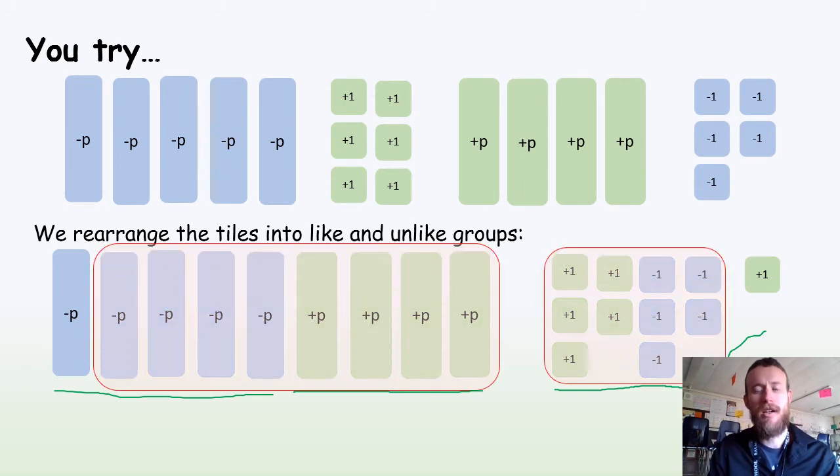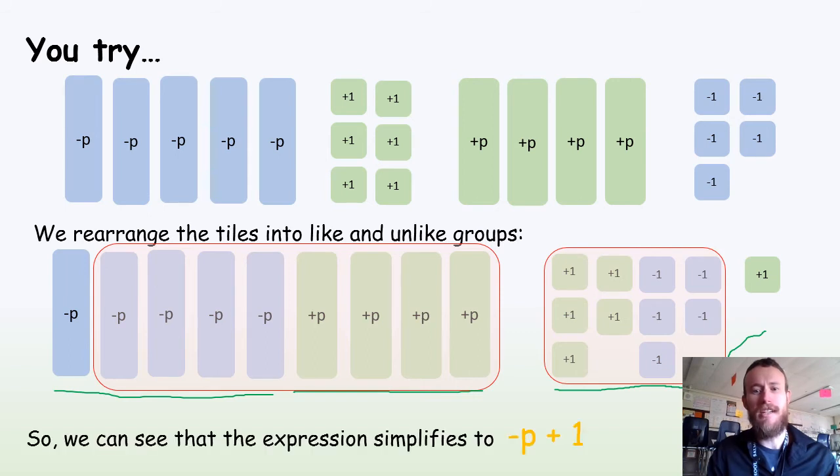Sometimes things cancel out and make 0. So these red circles again represent opposites. So what's not shaded out is what we have left. And so this expression is going to simplify to negative p plus 1. So see how you did there.